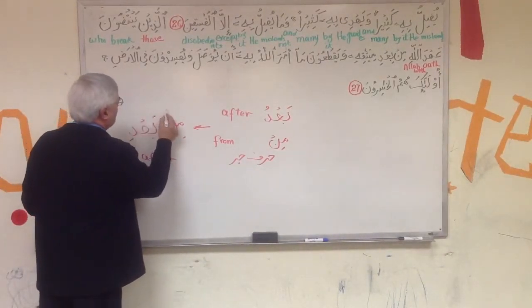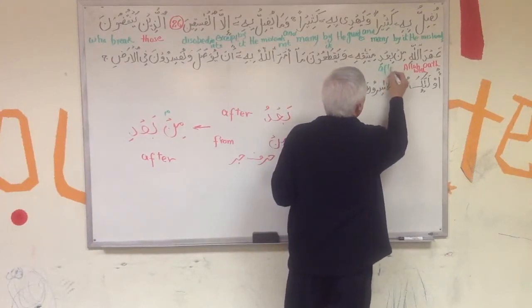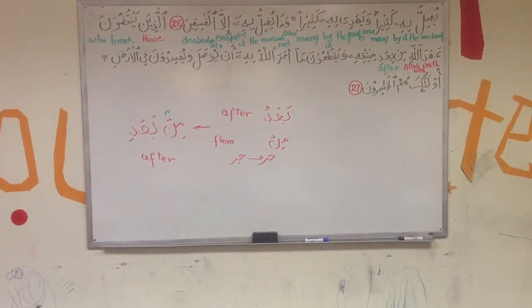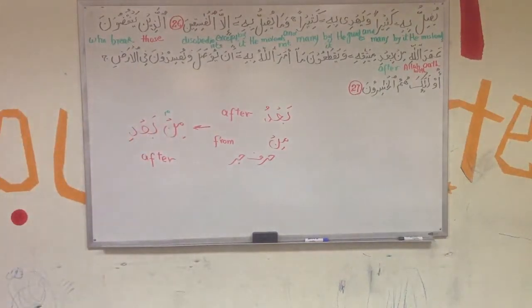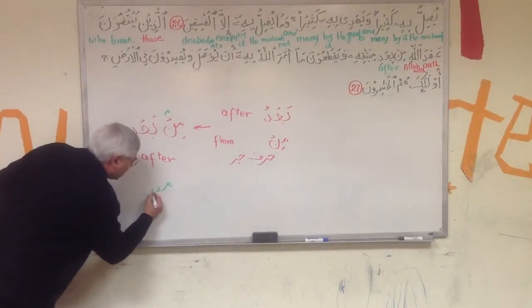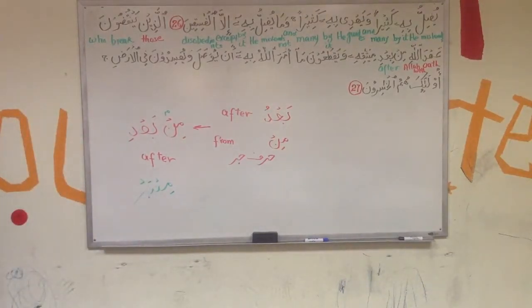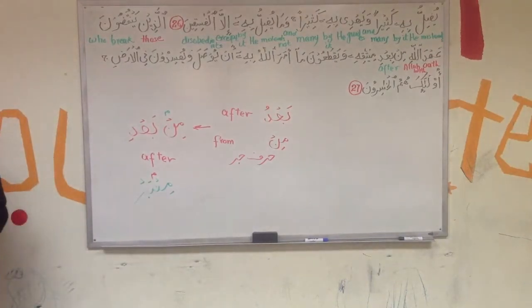The noon changes to meem, which is iqlab. It doesn't have to be two separate words. The way you pronounce mimbar, you write min bar in your writing, but you pronounce it mimbar. So this noon is pronounced as a meem. It doesn't have to be two separate words.